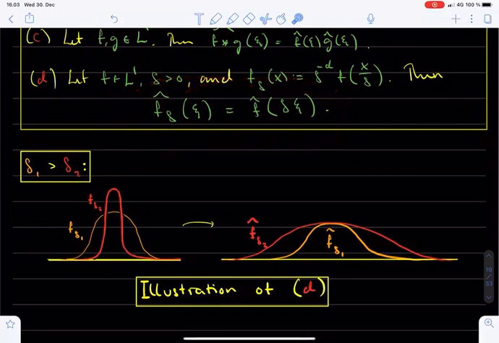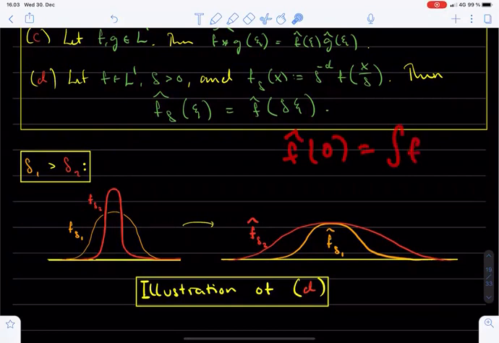delta behaves in precisely the opposite way. As delta decreases, the Fourier transform of f delta becomes more and more spread out. To get the idea, try setting delta equal to 0 in the formula of part D. You should think that f0 is an infinitely tall and narrow spike at the origin, whereas f hat evaluated at 0 times xi is identically equal to the constant f hat 0, which is equal to the integral of f.